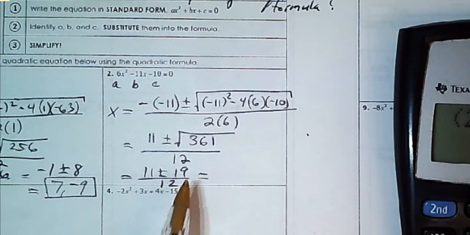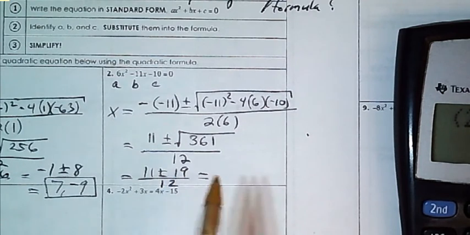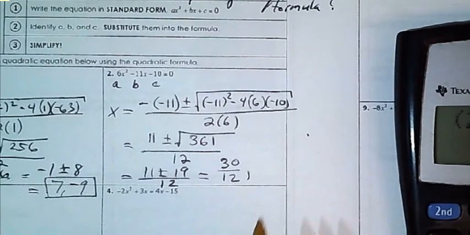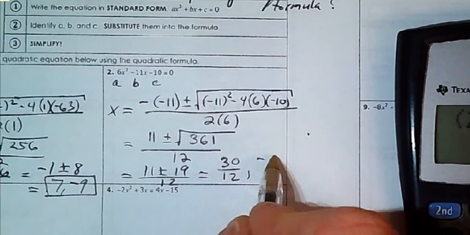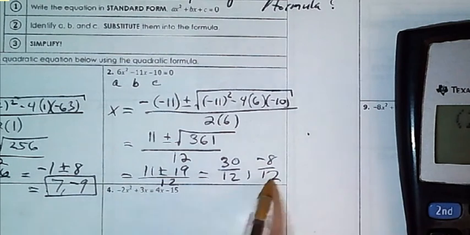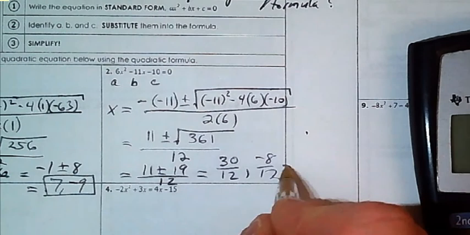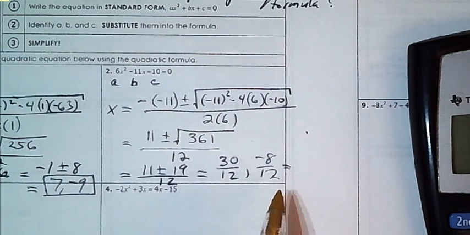So what you're going to do is just add 11 and 19, and that's 30. So you'd have 30 over 12, comma, 11 minus 19, negative 8 over 12. And can these simplify? Yes. So what does that become? 15 over 6, and negative 4 over 3. Can you go further? Yes.